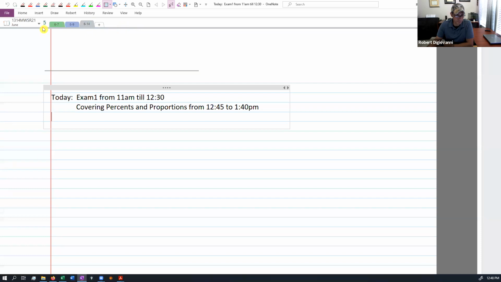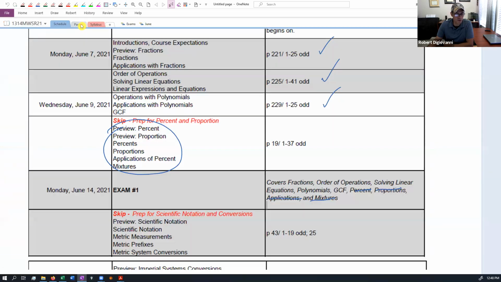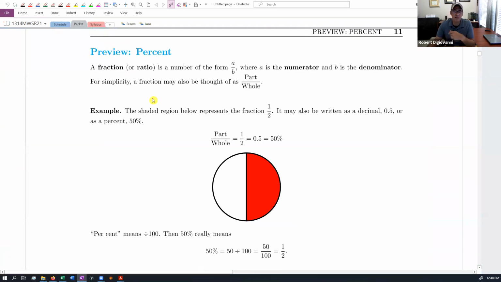So when it comes to percent and proportion, percent is something that all of you should be familiar with, because you've heard the word percent used many times in your life. And so all we want to do is make sure we understand what a percent means and how to get a percentage. The first definition here in the packet talks about a fraction, which again, you all know what a fraction is. Another word for a fraction is a ratio.